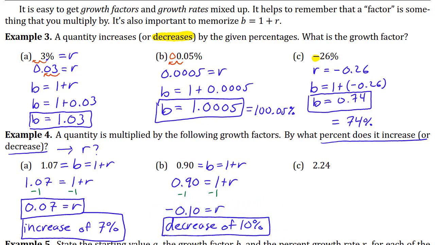Okay, this one's getting a little bit weird. 2.24 is RB, also known as 1 plus R. So to make that equation, we have 2.24 is 1 plus R. What is the R? Just subtract 1 from both sides. You get 1.24. As a percentage, that is 124%. And because this is greater than 0, it's an increase. Multiplying something by 2.24 makes it bigger.